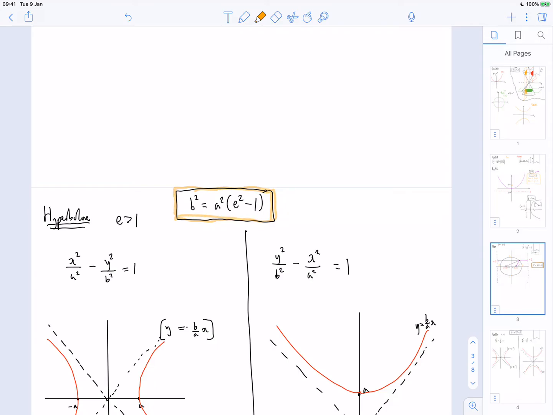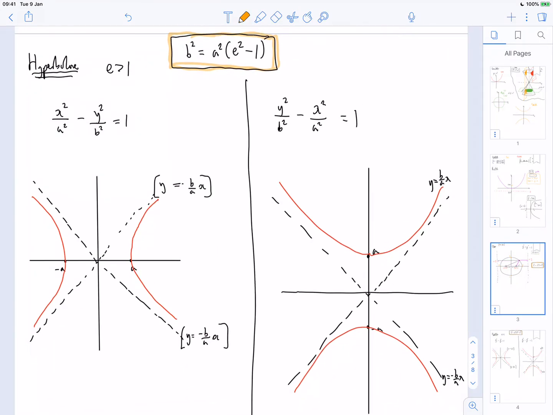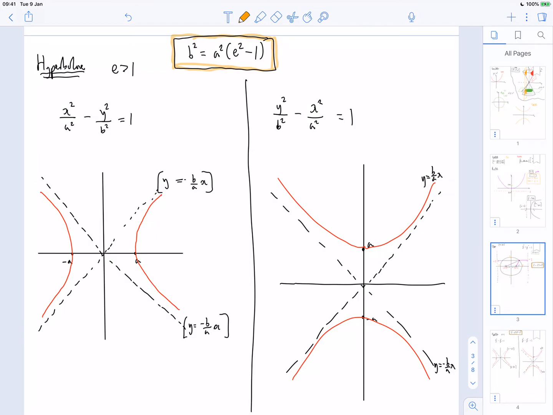Okay. Next up, let's have a look at the foci and directrices of these things. Well, for a hyperbola, the foci are, in this case, x equals plus or minus ae. So let's think about what those things are. Since e is bigger than 1, that means the focus is going to be over here, which is bigger than a, and it's going to be to the left at minus ae, like that. The directrix here, in this case, is going to be x equals plus or minus a over e.